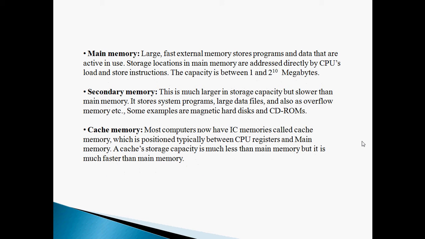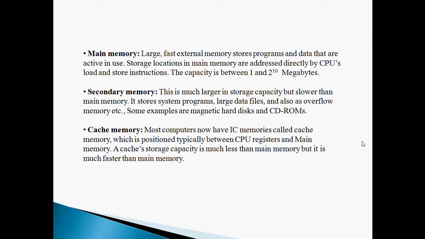Main memory: large, fast, external memory that stores programs and data that are active in use. Storage locations in main memory are addressed directly by CPU load and store instructions. The capacity of main memory is about 1 to 2 power 10 megabytes.